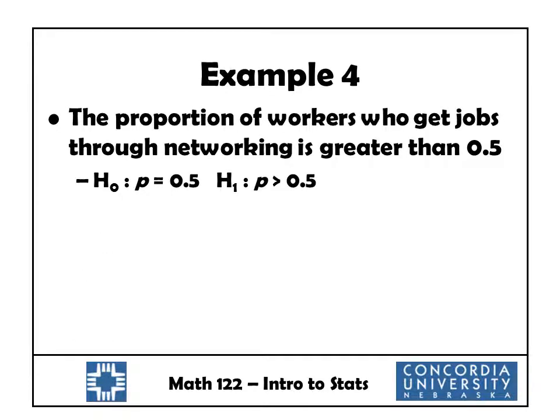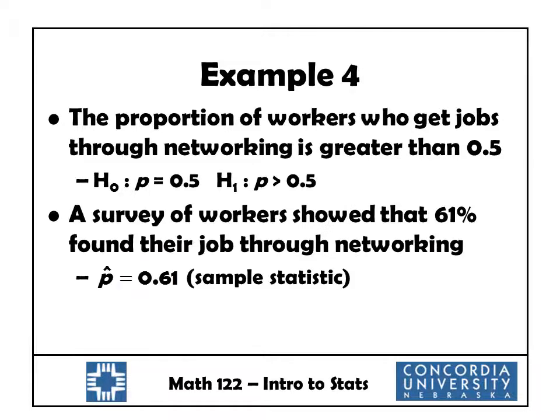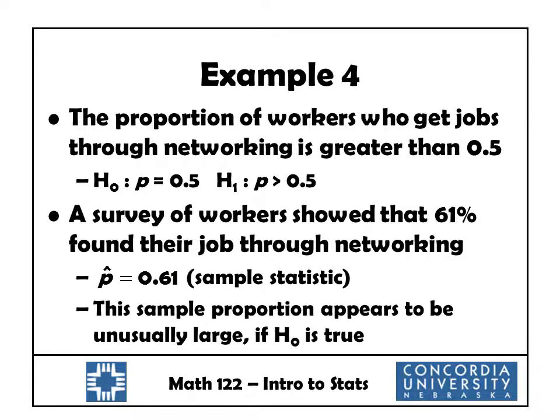Okay. Now let's go back to this original example of a claim about the proportion of workers. So here's our claim. The null hypothesis was p equals 0.5. The alternative is that p is greater than 0.5. Well, in our survey, we saw that 61% found their jobs through networking. So our sample proportion, p hat, is 0.61. That number is what we call our sample statistic because it comes from the sample.